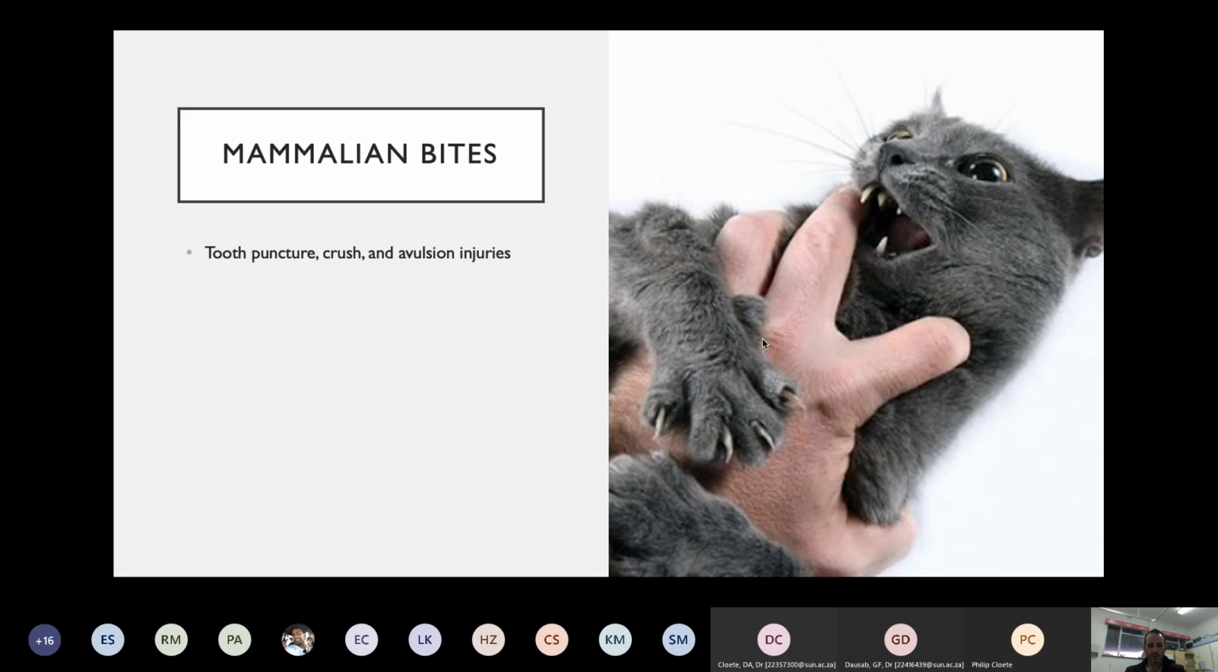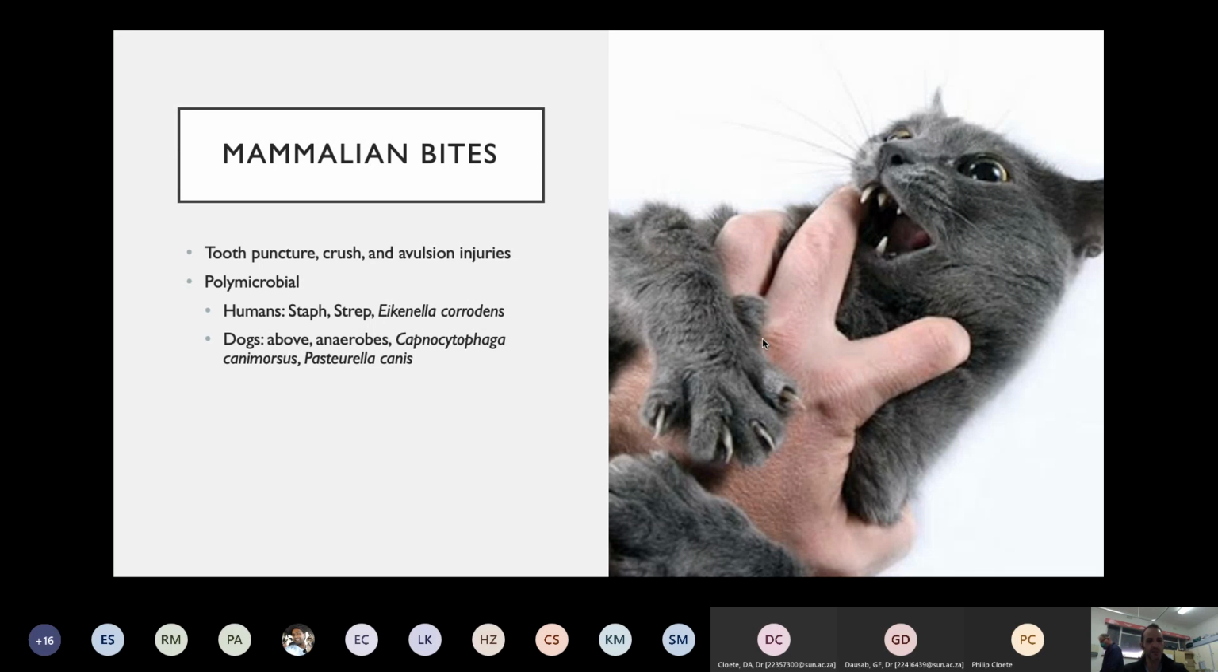So bites, remember, can be tooth punctures. They can be associated with crush injuries as well as avulsion injuries if the animal takes a bite and then rips away. Mouths are generally quite dirty, and cats don't brush their teeth. So imagine polymicrobial injuries, so lots of contamination. Humans as well: staph, strep, Eikenella corrodens, quite common. Dogs have the above plus anaerobes and Capnocytophaga, Pasteurella canis.